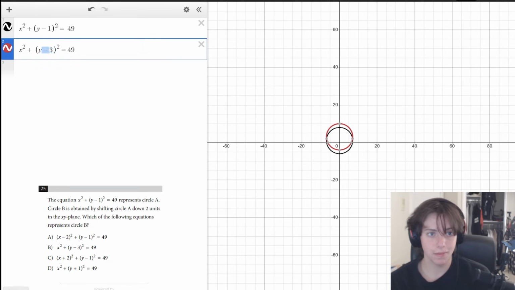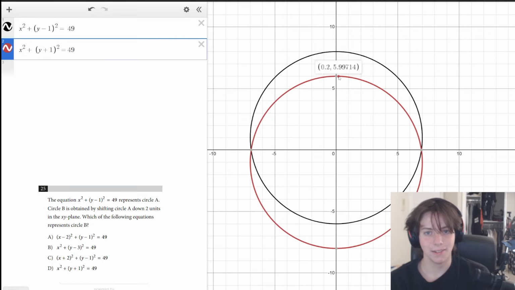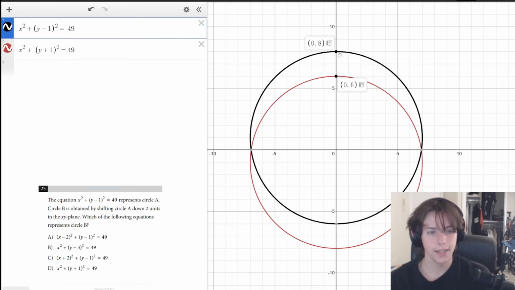So then instead of subtracting 2, I just add 2, so it'd be y plus 1. And look at this, it shifts it down by 2, and we can zoom in and see it shifts down by 2. And now for our answer, it would literally just be the red circle equation, so D.